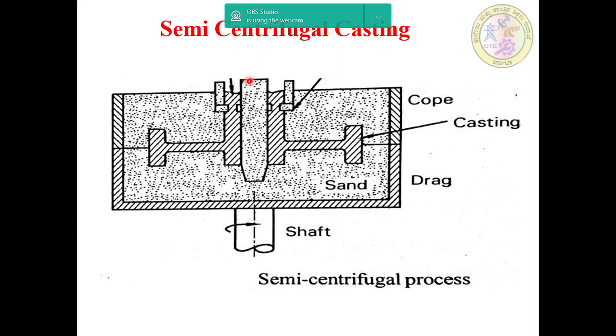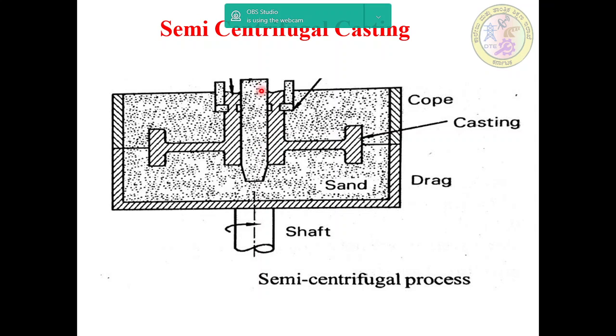and then the molten metal gets thrown outward, forcing it against the mold wall, and then the molten metal solidifies and the casting shape is formed. After cooling, the casting is taken out. A fresh mold is kept and the process is repeated. This is a simple process for the semi-centrifugal casting process.